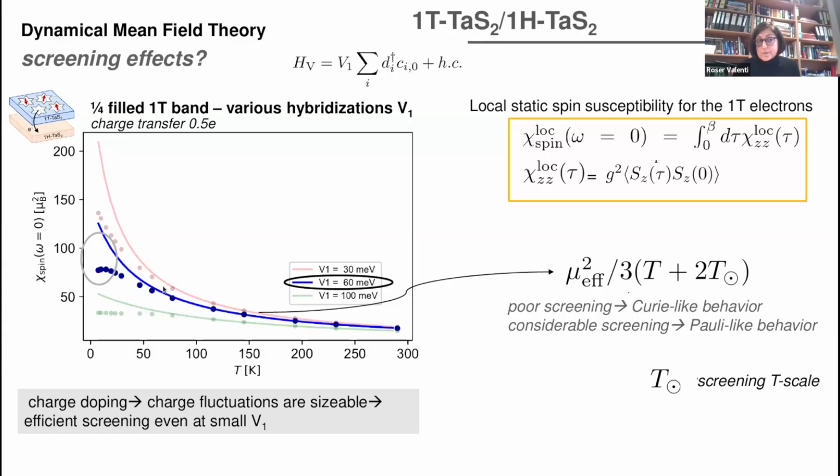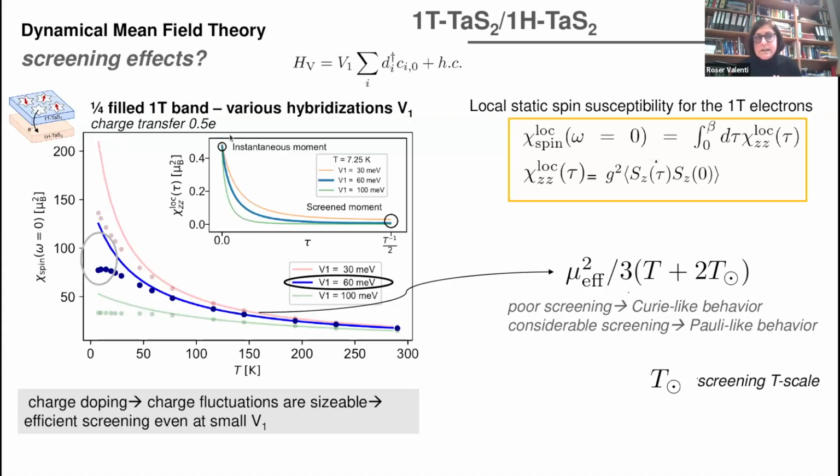And now, of course, what we observe is that these screening effects have two sources. One is, of course, the hybridization with the conduction electrons in this 1H layer. But on the other hand, we also have screening effects here due to the fact that we have charge fluctuations because we are away from half filling. Now, how does this show up in spectral functions? So again, maybe here to show that these charge fluctuations in the 1T layer are clearly the dominant source of screening for this case.